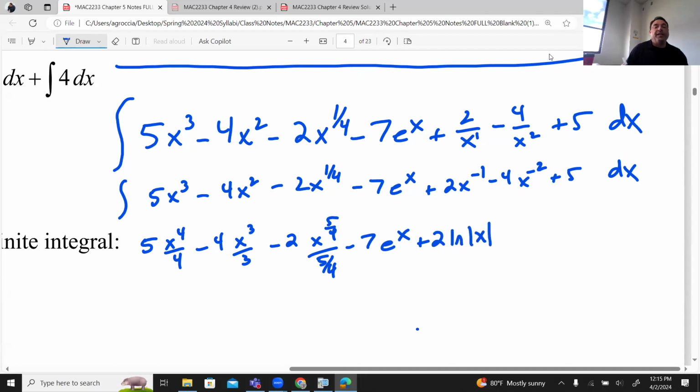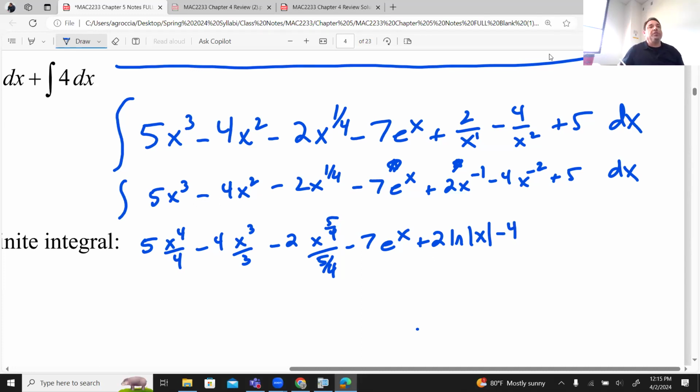ln absolute value of x. Now, why is that a special case? If you added 1, you'd get 0. Then dividing by 0 causes an issue. Those two right here, e to the x and x to the -1, are special cases. Now, the -4 stays in front.